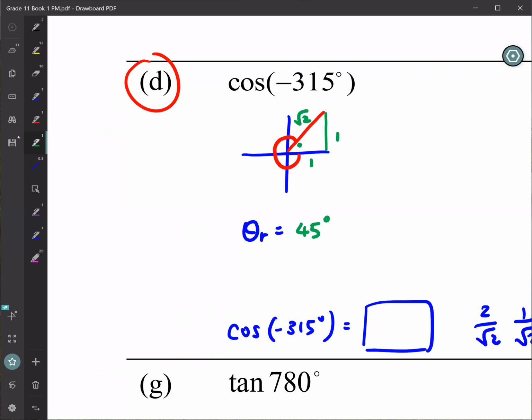And then we want cosine. Cosine is adjacent over hypotenuse, so 1 over root 2. Finally, you need to check the sign. This one is in quadrant 1. Quadrant 1, all positive. Everything is positive, so this one is positive.